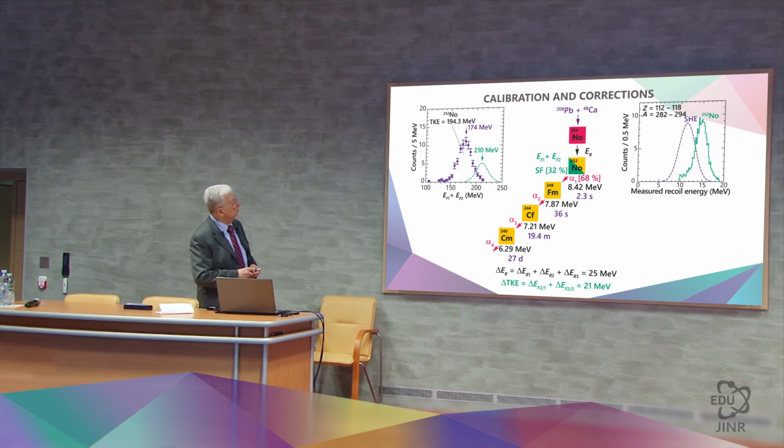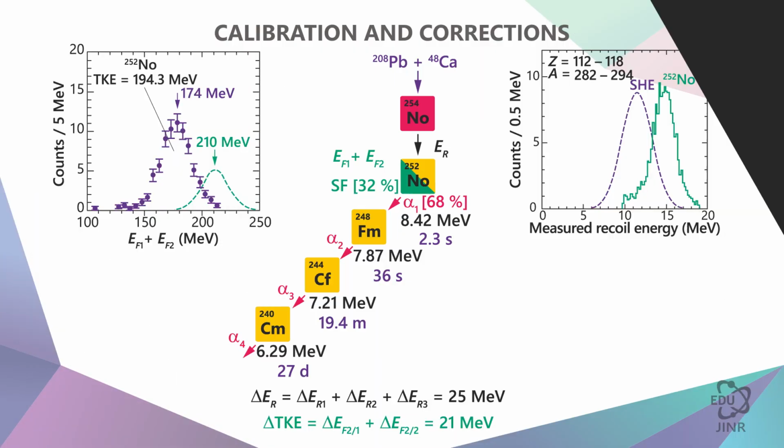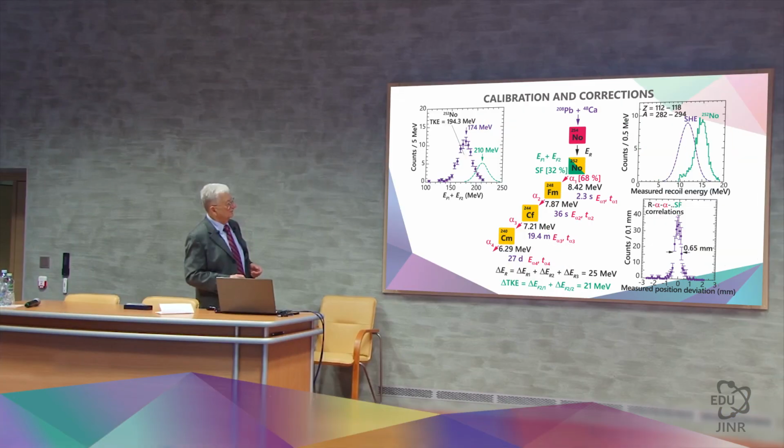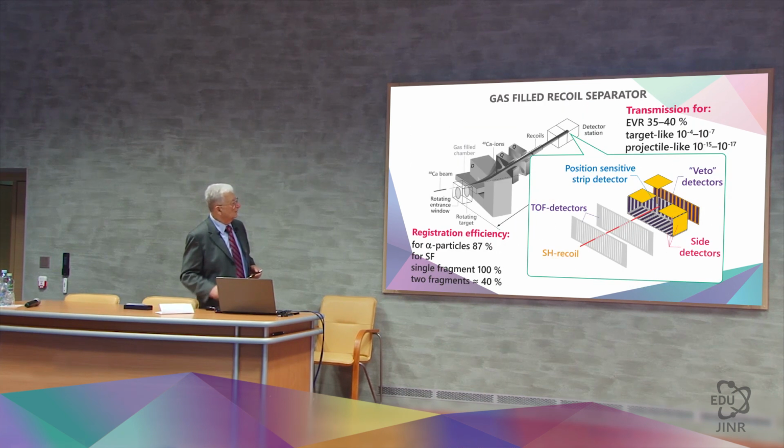Here we have a graph depicting fission fragments where the first value was taken from literature at 194.3 megaelectron volt, and we obtained 174 megaelectron volt. Here we measure 210 megaelectron volt, but in fact it should be 230 megaelectron volt. Finally, a depiction of alpha particles. We know the number of alpha decays per unit of time. And most importantly, we define this stripe, the position deviation, which, according to data, is 0.65 millimeters.